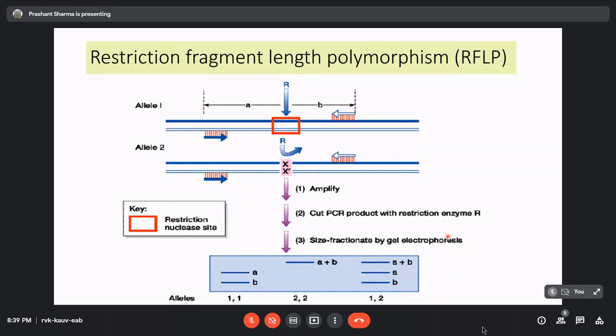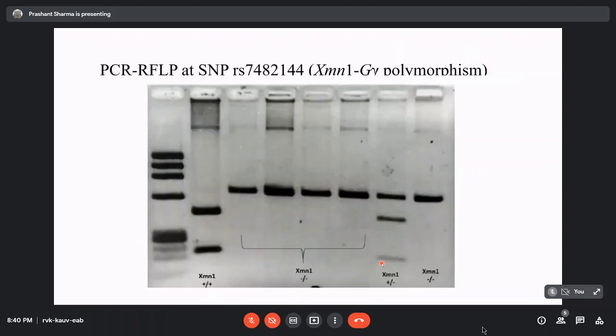This is an example of an RFLP, the restriction fragment length polymorphism. It's a universal technique, so suffice to say we amplify a region, then we use a restriction enzyme to either cut or not cut the PCR product depending on what is the motif that the restriction enzyme is recognizing, and then we simply run the fragments after digestion on a gel to see the sizes obtained.